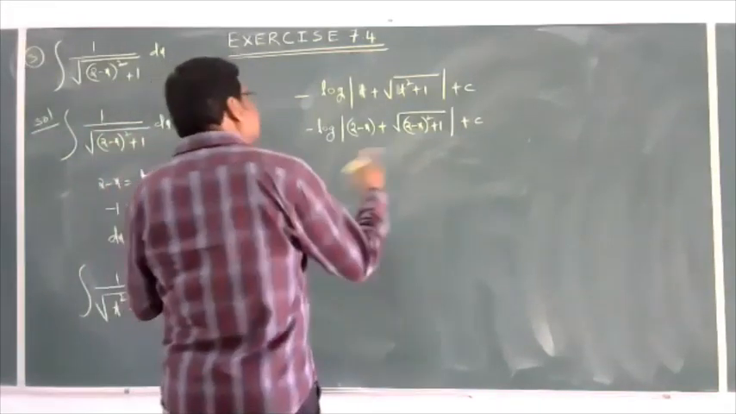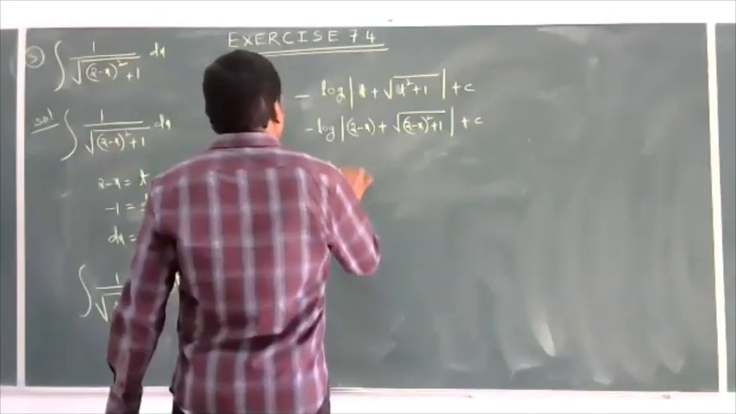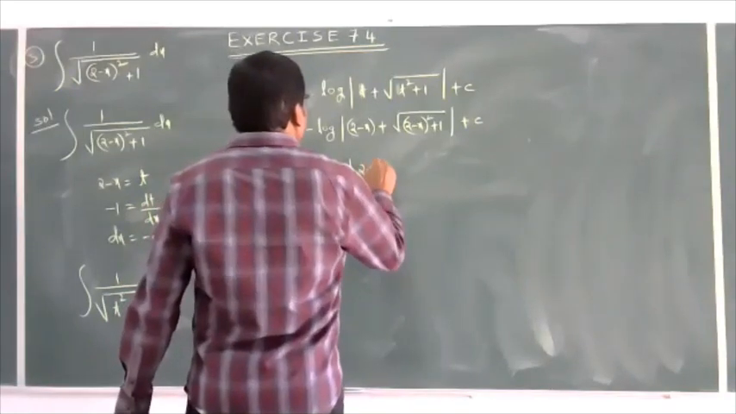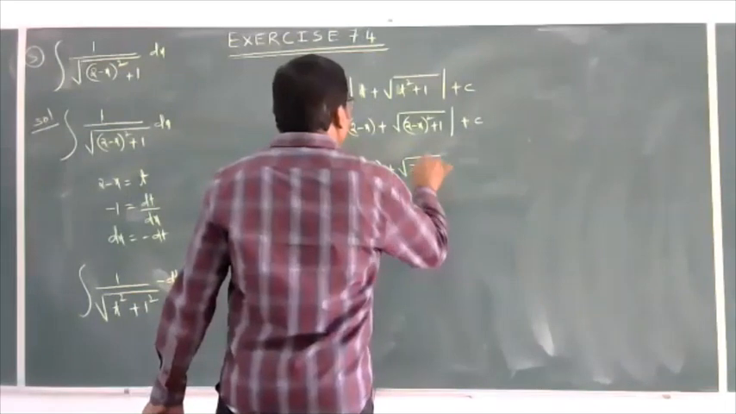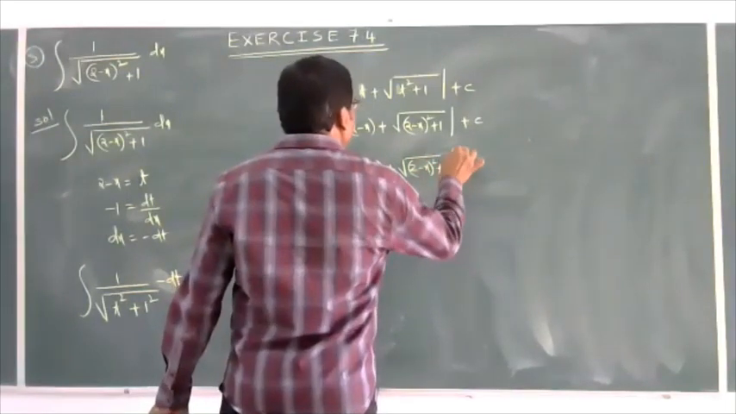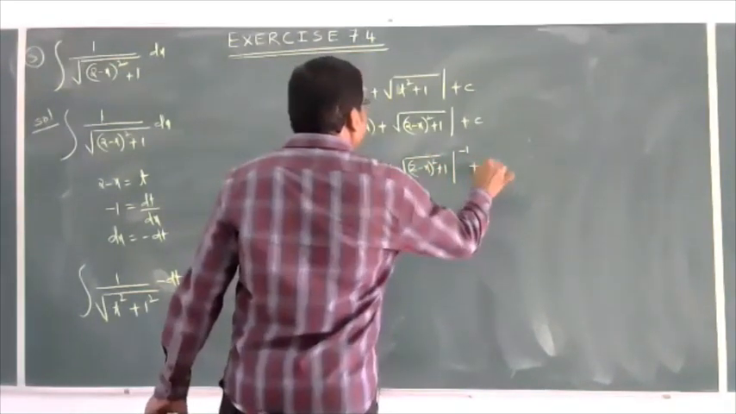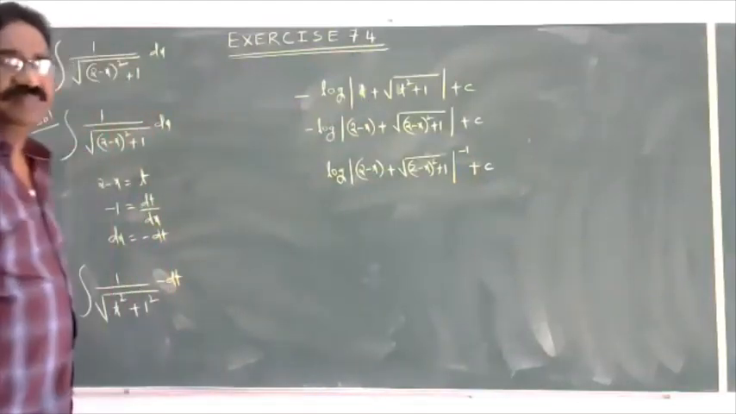For example, we want to simplify this also. That is log mod of (2 minus x plus root of (2 minus x) whole square plus 1) whole power minus 1, plus c, by using logarithmic formulas.